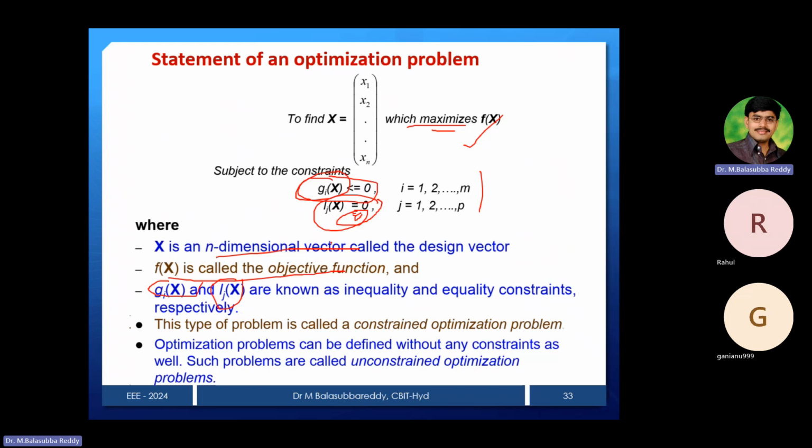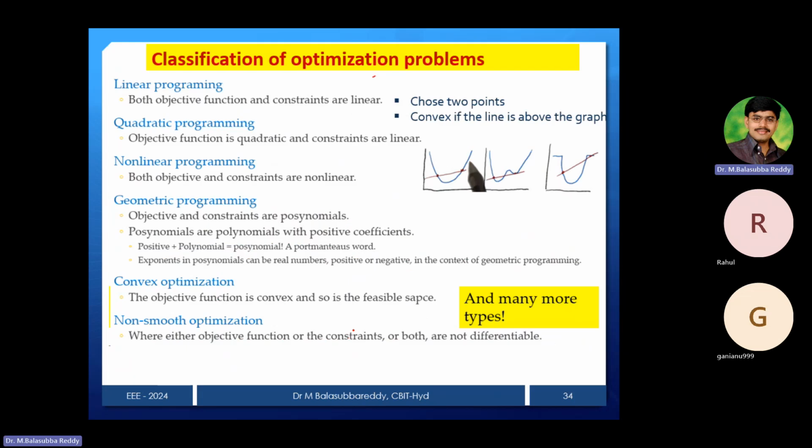And there is a type of problem called constrained optimization problem and unconstrained optimization problem. That also we'll see in the next class. So we have constrained optimization. Another one is unconstrained optimization. Now you can see the classification of optimization problems.